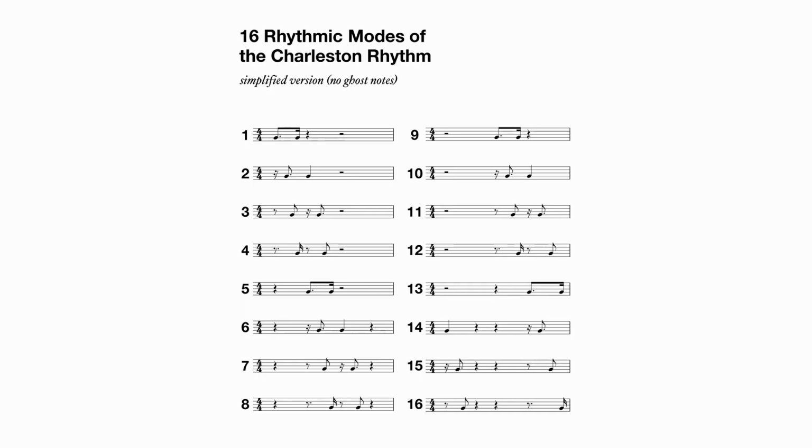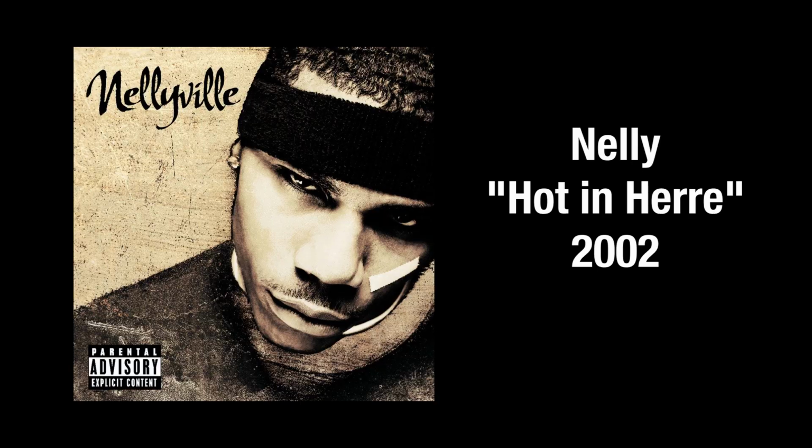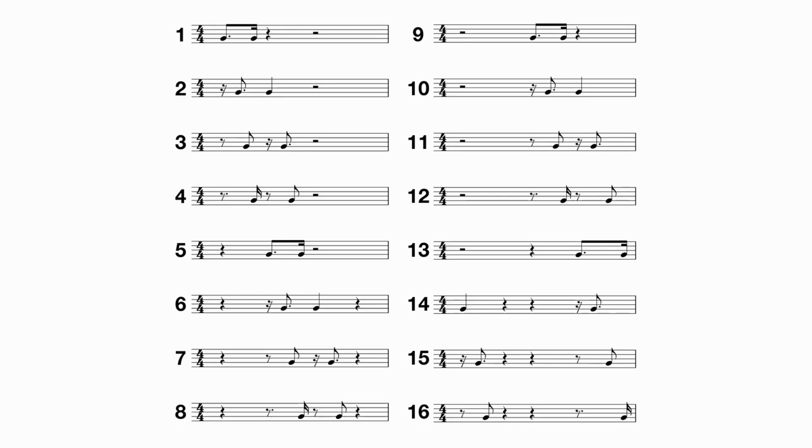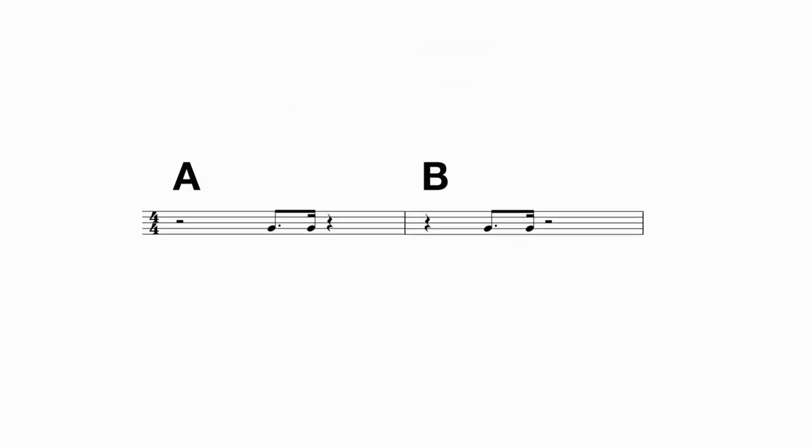One of the things that I mentioned last time was trying to listen to songs and finding prominent examples of the modes of the Charleston rhythm. And I had one in mind. The first thing that came to mind was Hot in Here by Nelly. It has a very prominent example of this, and it's a really cool thing because it actually uses 2 of these modes to create an A-B phrase.